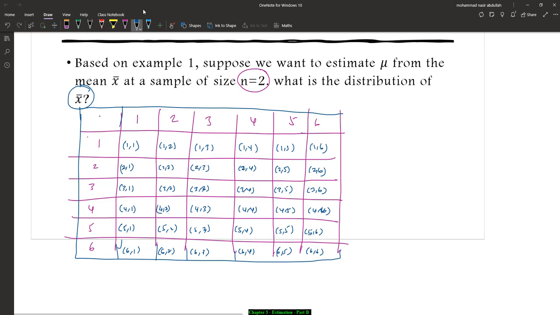After you list down all the possible outcomes, you need to find the average for each cell. So how to find the average? Add the two values and divide by two, right? So 1 plus 1 divided by 2 is equal to 1.